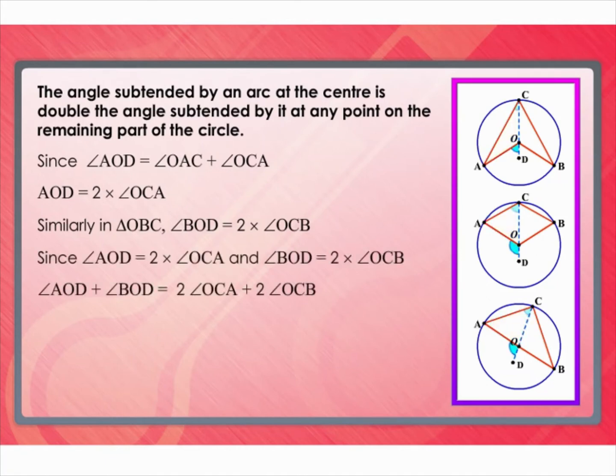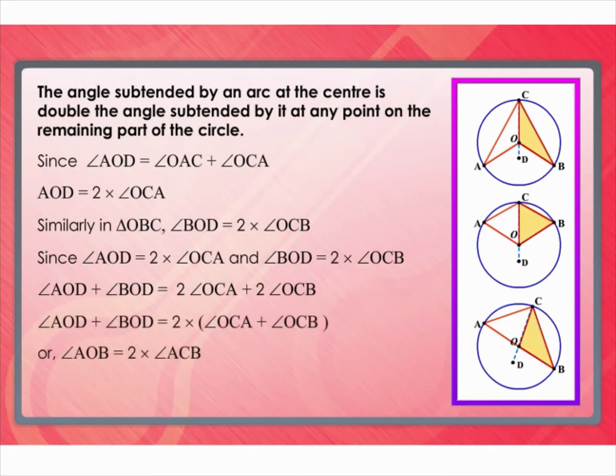From these results, we get the sum of angles AOD and BOD is double the sum of angles OCA and OCB. This clearly shows angle AOB is double angle ACB. Hence, the theorem is proved. Remember, in case of major arc, the reflex angle AOB will be double the angle ACB.